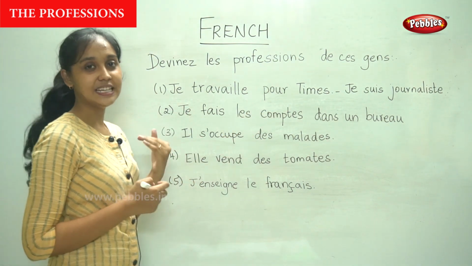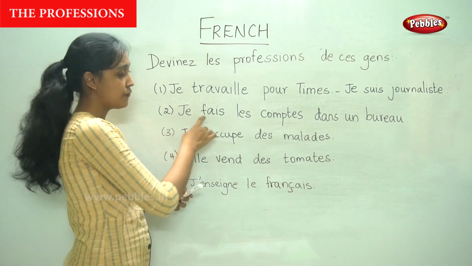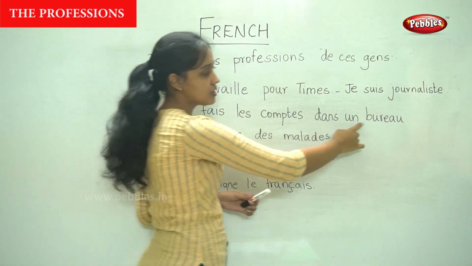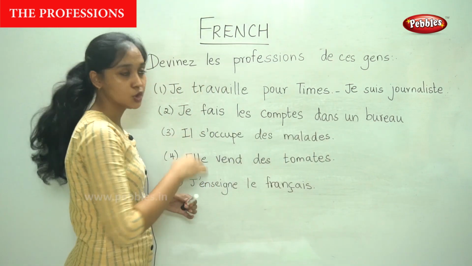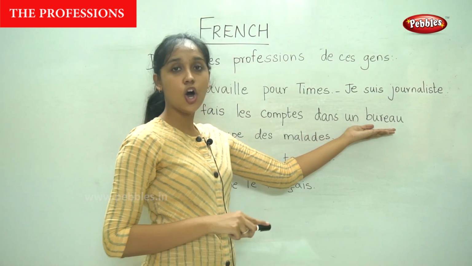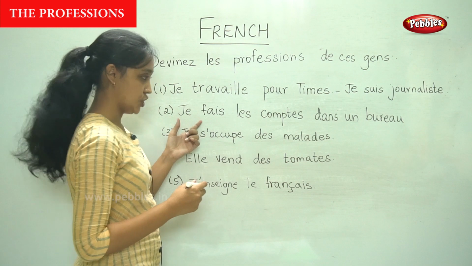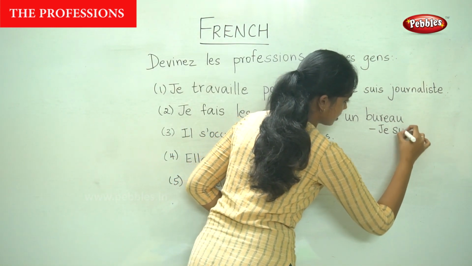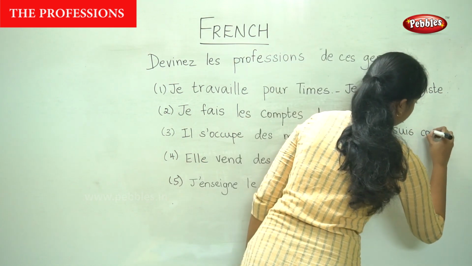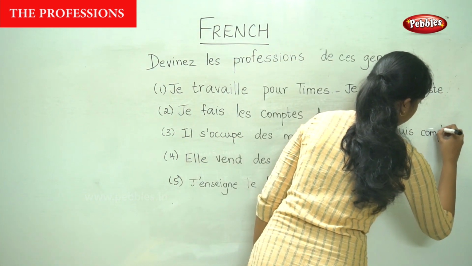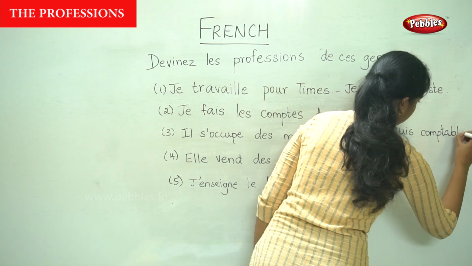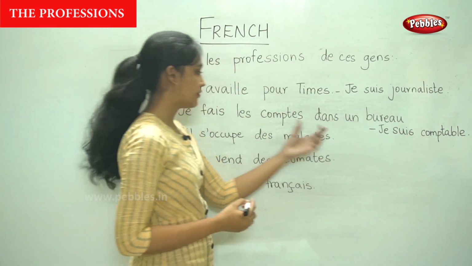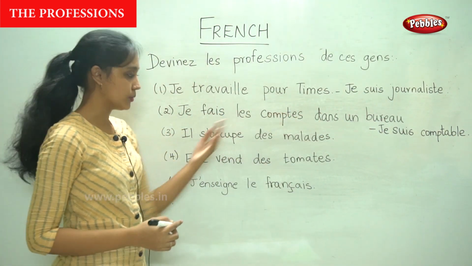Now moving to the next sentence. Je fais les comptes dans un bureau. So I do the accounts in an office. So je suis comptable. So that is how we define this person's job.